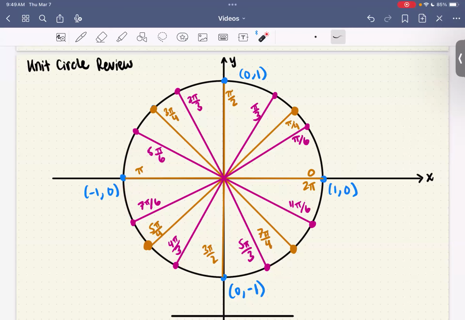So I don't know if that's helpful. That's just how my brain does it. So if it's helpful, yay.